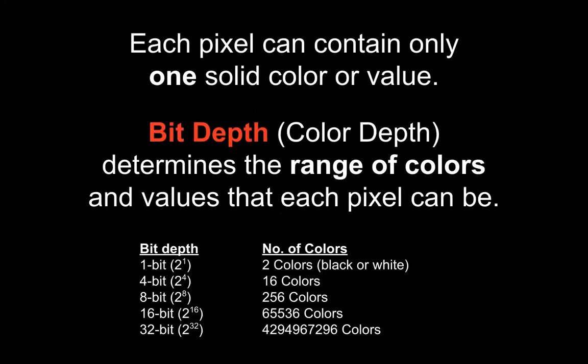Each pixel can contain only one solid color or value. Bit depth, or color depth, determines the range of colors and values that each pixel can be. We have a little chart down here. So 1-bit, 2 colors, black or white; 4-bit, 16 colors; 8-bit, 256 colors; 16-bit, 65,536 colors; and 32-bit, which I am not even going to attempt to say that number.